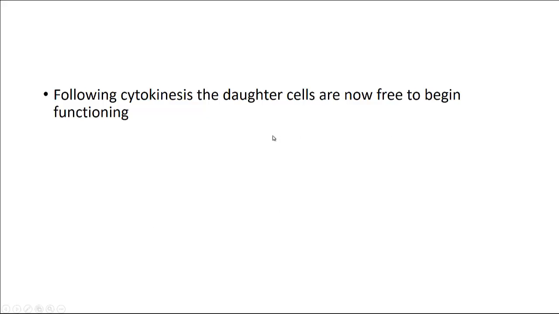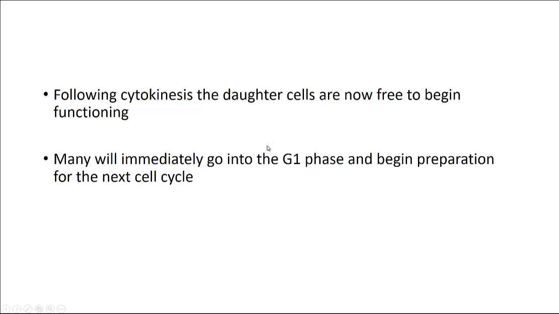Following cytokinesis, the cells are now free to start functioning again. Many cells will go right back into that process and begin all over again, starting with the G1 phase. As I talked about before, some cells divide rapidly, they pretty much never stop. Other cells divide very slowly, and many cells are in between that spectrum between fast and slow. But the idea is that they can now, depending on the cell and the circumstances, either go back into division or go back into normal functioning.